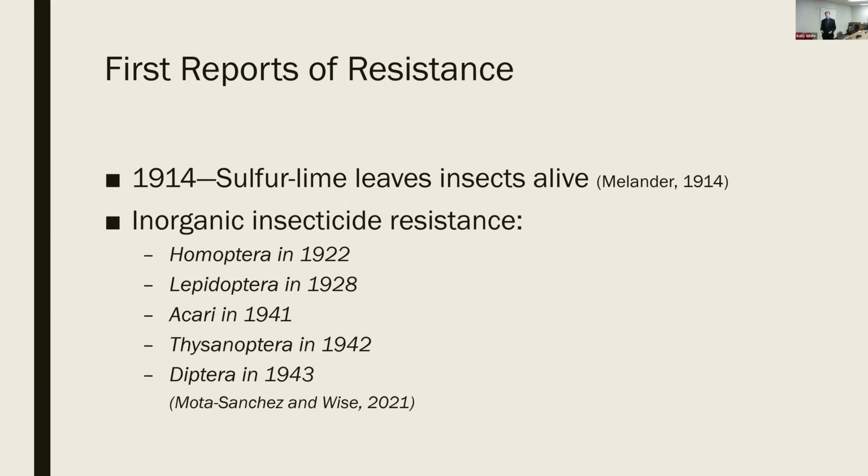The first reported resistance in Acari was in 1941, when a blue tick population was identified that was resistant to sodium arsenite. In 1942, a population of gladiolus thrips was identified that was resistant to applications of tartar emetic. And in 1943, a population of walnut husk flies was also reported as being resistant to insecticide products.